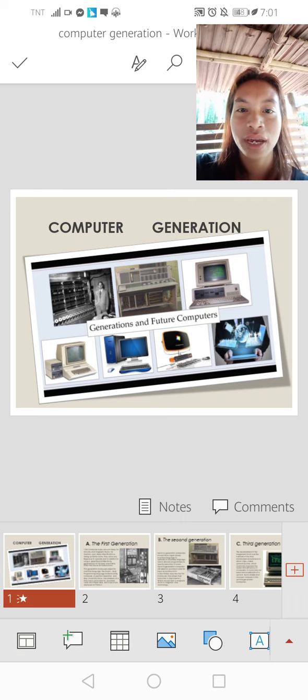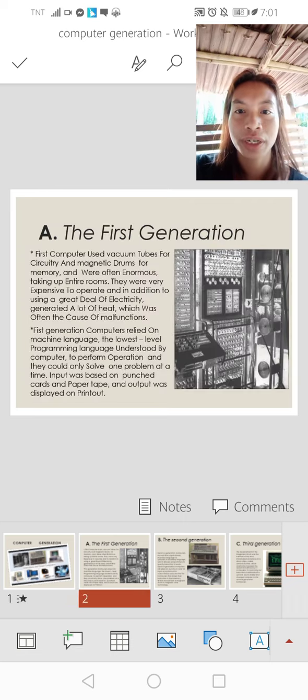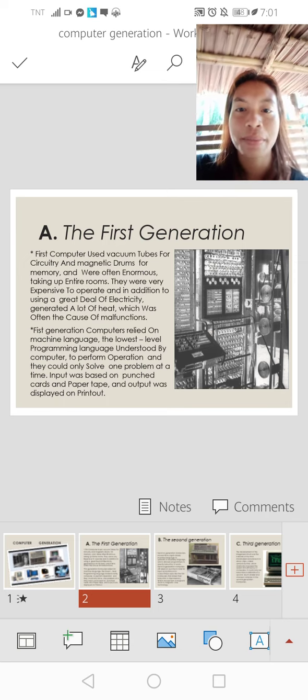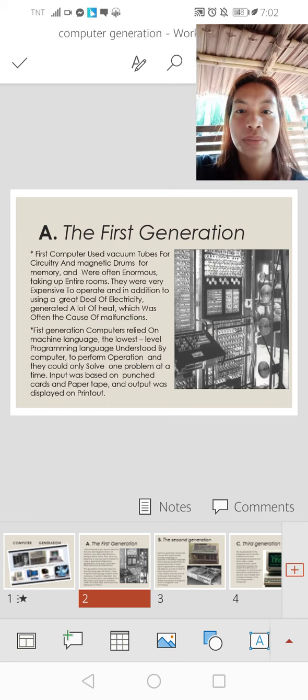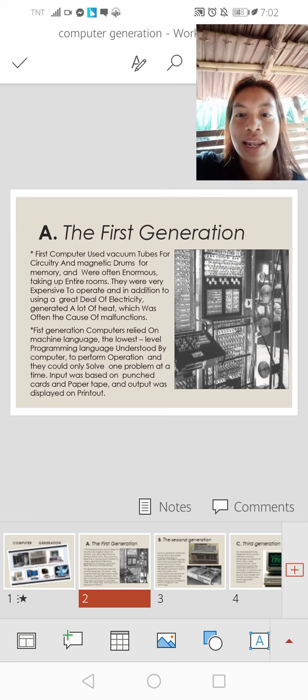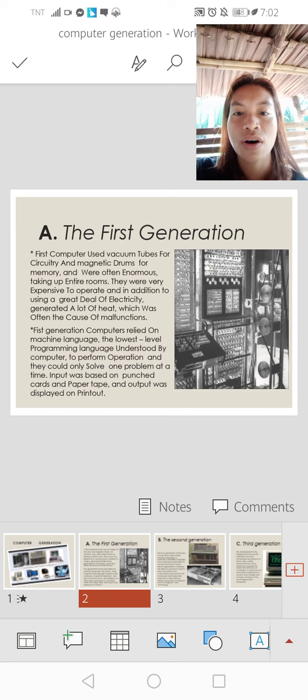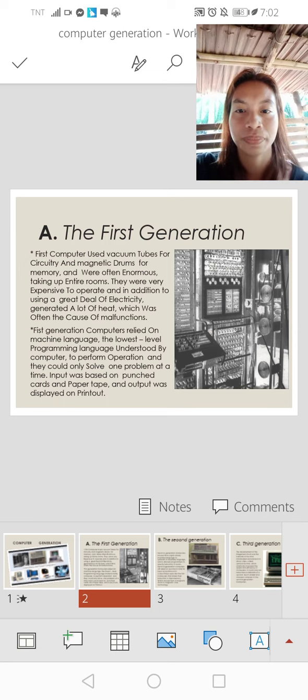My topic today is about computer generation. The first generation computers used vacuum tubes for circuitry and magnetic drums for memory, and they were often enormous, taking up entire rooms. They were very expensive to operate and, in addition to using a great deal of electricity, generated a lot of heat, which was often the cause of malfunction.